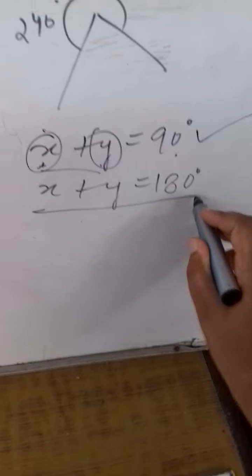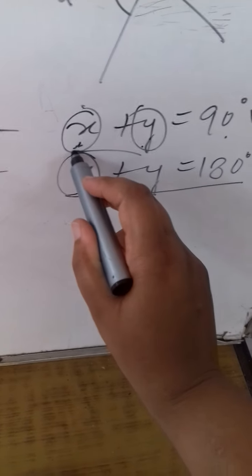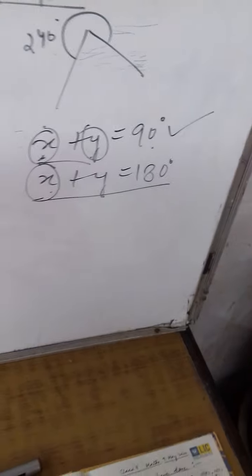Similarly, if their sum is exactly equal to 180 degrees, then they are called supplementary angles, and each one of them is called the supplement of the other. X is the supplement of Y and Y is the supplement of X.